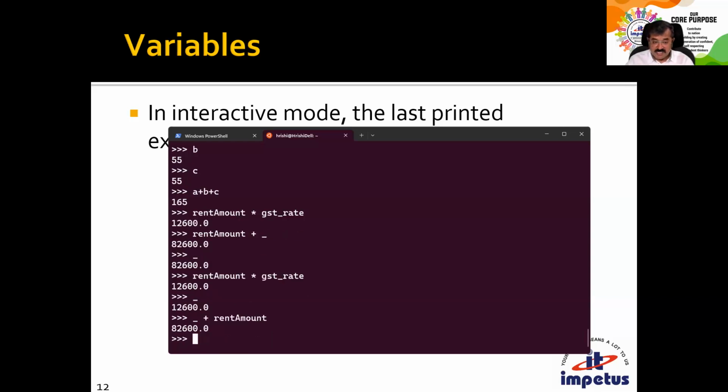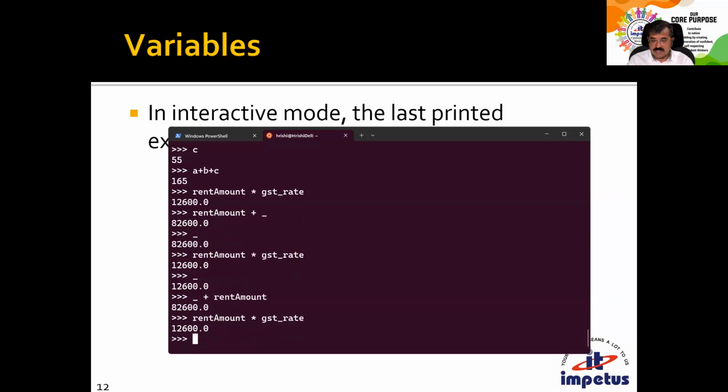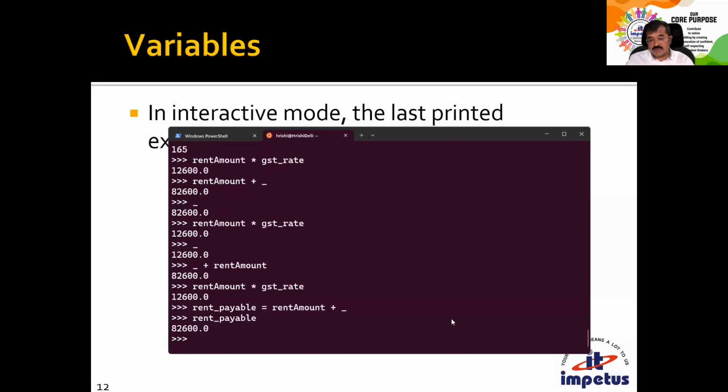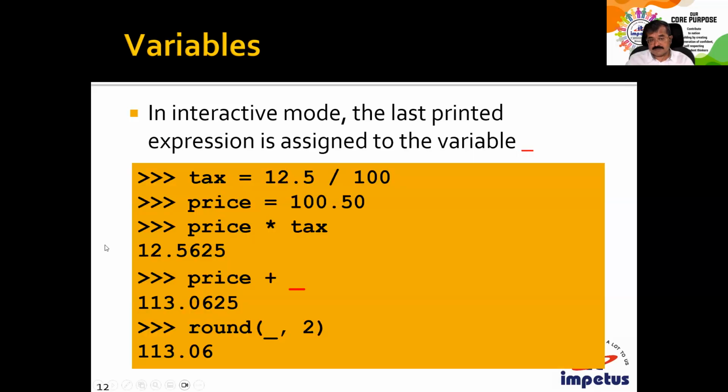I can write an expression as well. How? Suppose if this was the result whose value was prompted, I could just say rent payable is equal to, watch it, rent amount plus underscore. So let's check what's there in rent payable now. I can use this underscore even as a part of an expression.